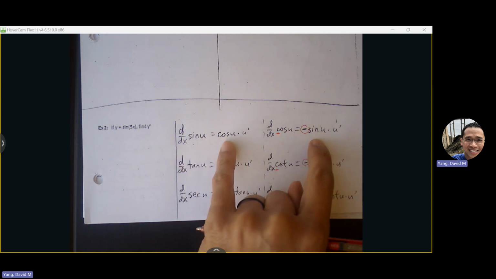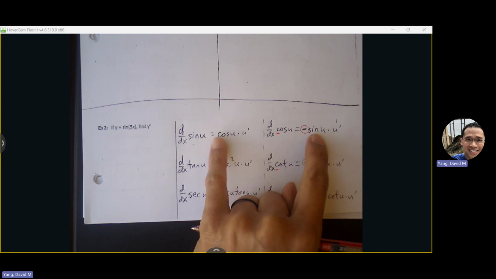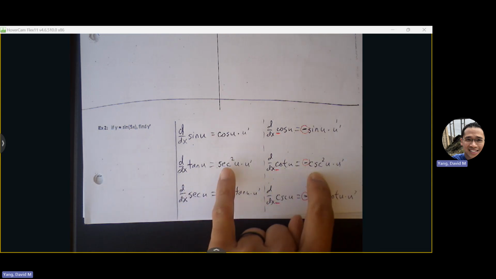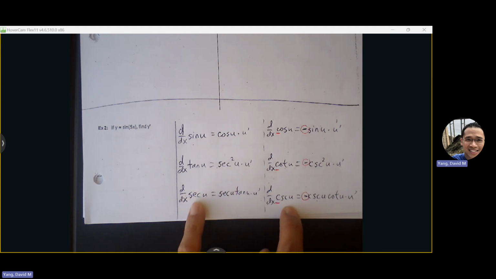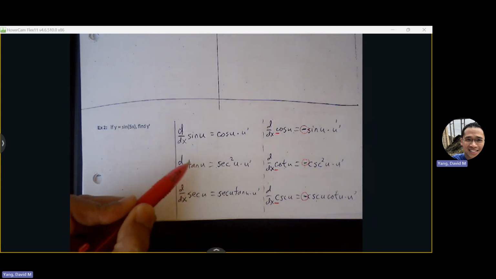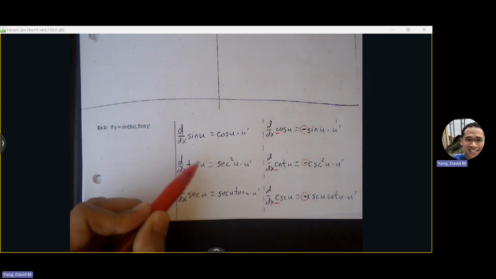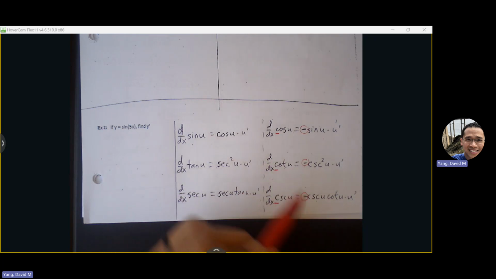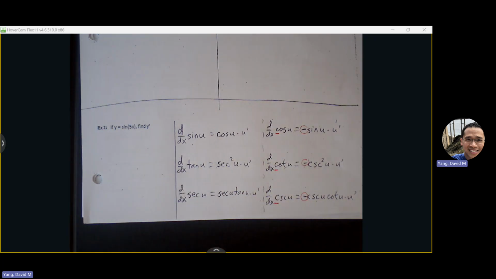Sine and cosine, they both have a similar pattern in the sense that they involve each other. Tangent and cotangent, they both have a similar pattern in the sense that they're both a trig function squared. And secant and cosecant, they both have a similar pattern in that they both involve the function and the function above it. And we talked about how tangent and secant just involve each other. And cotangent and cosecant is just going to follow whatever pattern they see with tangent and secant.